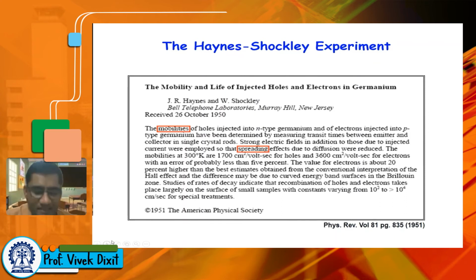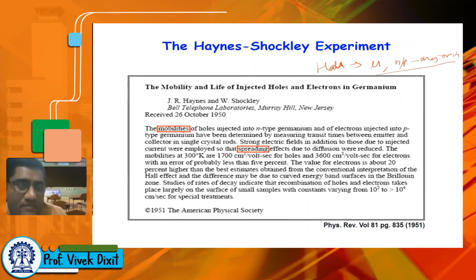So we get two expressions. From the Hall effect, we get the mobility and the doping, N or P, for majority carriers, right? Now the question arises, what about minority carriers?